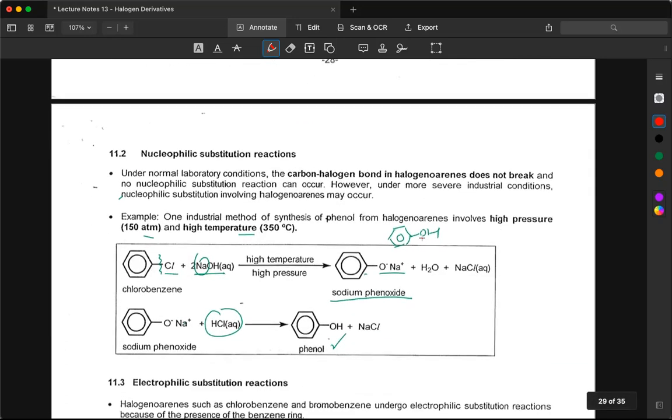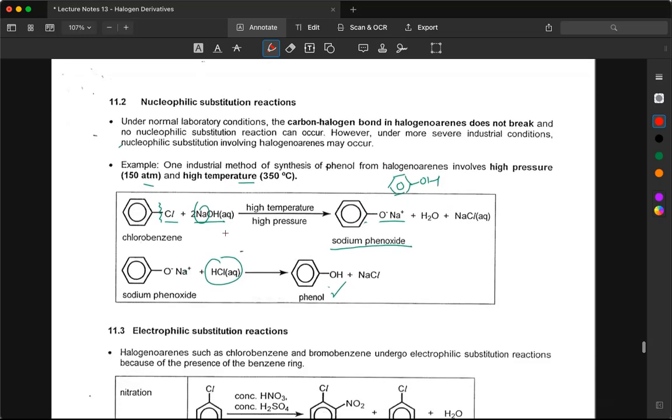Under normal lab conditions, the carbon-halogen bond in the halogenoarene does not break and no nucleophilic substitution reaction occurs. However, under more severe industrial conditions, we do have reactions involving them. But in normal lab conditions, no. It has to be done under extreme conditions. One example is the synthesis of phenol from halogenoarenes under high pressure and high temperature. So you can actually force it to happen, but it has to be at high pressure and temperature.